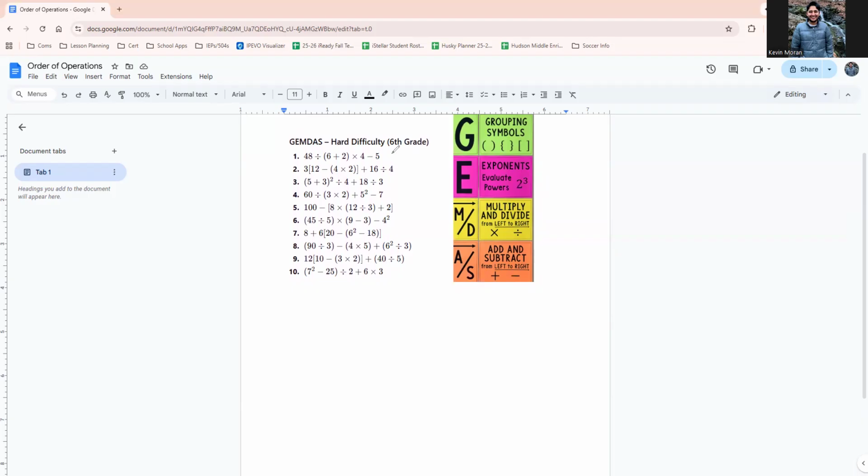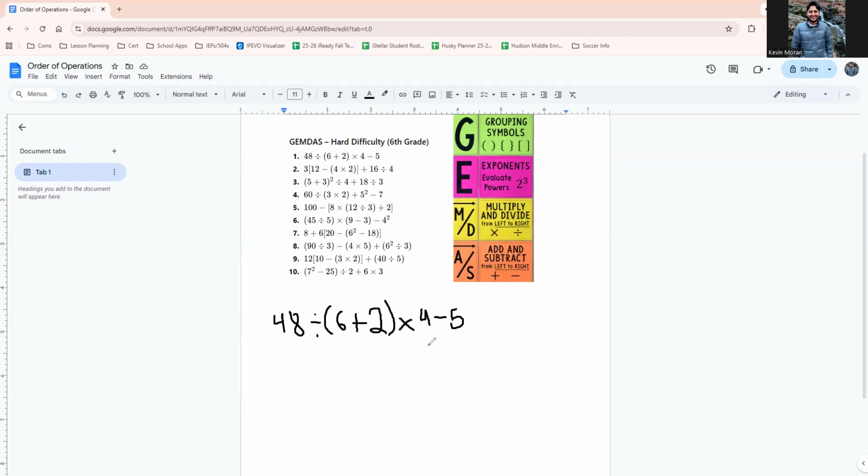We're going to start with number one. We've got 48 divided by 6 plus 2 times 4 minus 5. Please excuse my ugly handwriting. I am using my mouse for this.